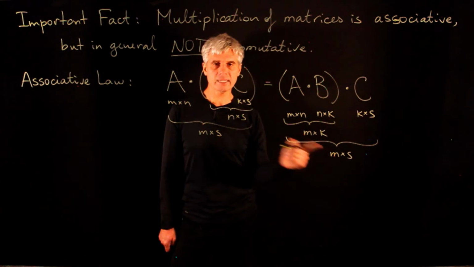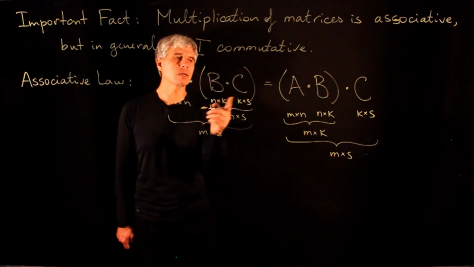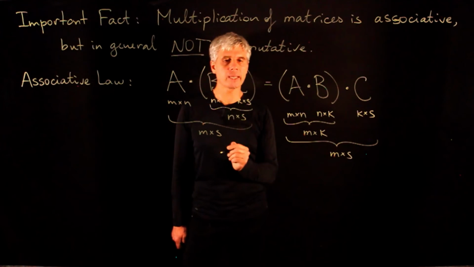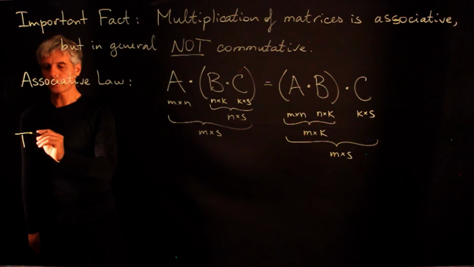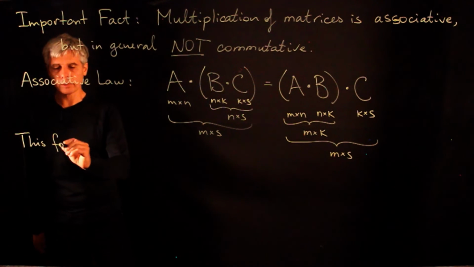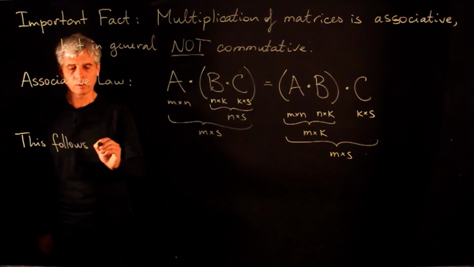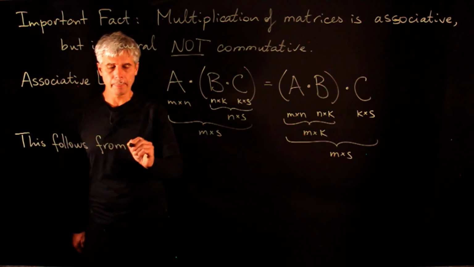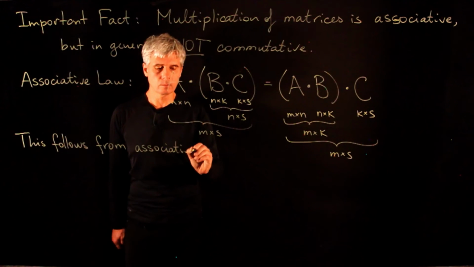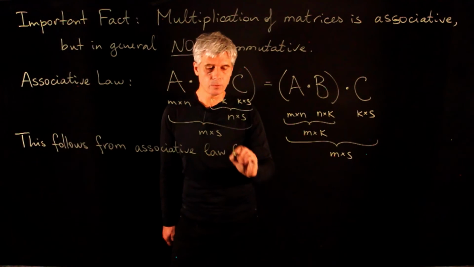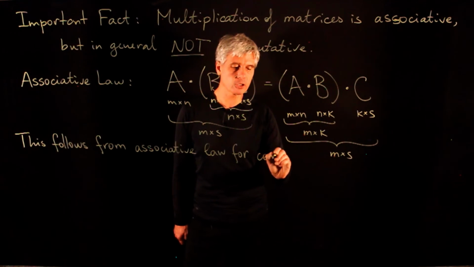And not only do the sizes match, but the claim here is that the left-hand side is equal to the right-hand side. This associative law follows from the associative law for compositions of functions.